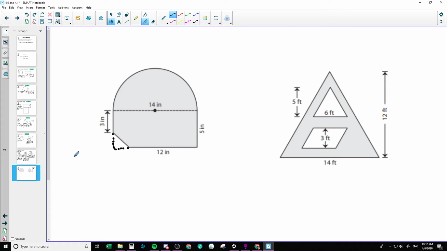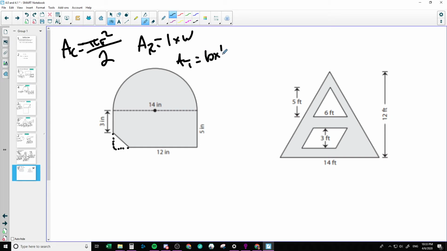So we've got half of a circle again. We remember the area of a circle is pi r squared, but this is half of a circle, so we're going to have to divide it by 2 again. The area of a rectangle is length times width, and the area of a triangle is base times height divided by 2. So we need to figure out, though, what are the dimensions of this triangle?